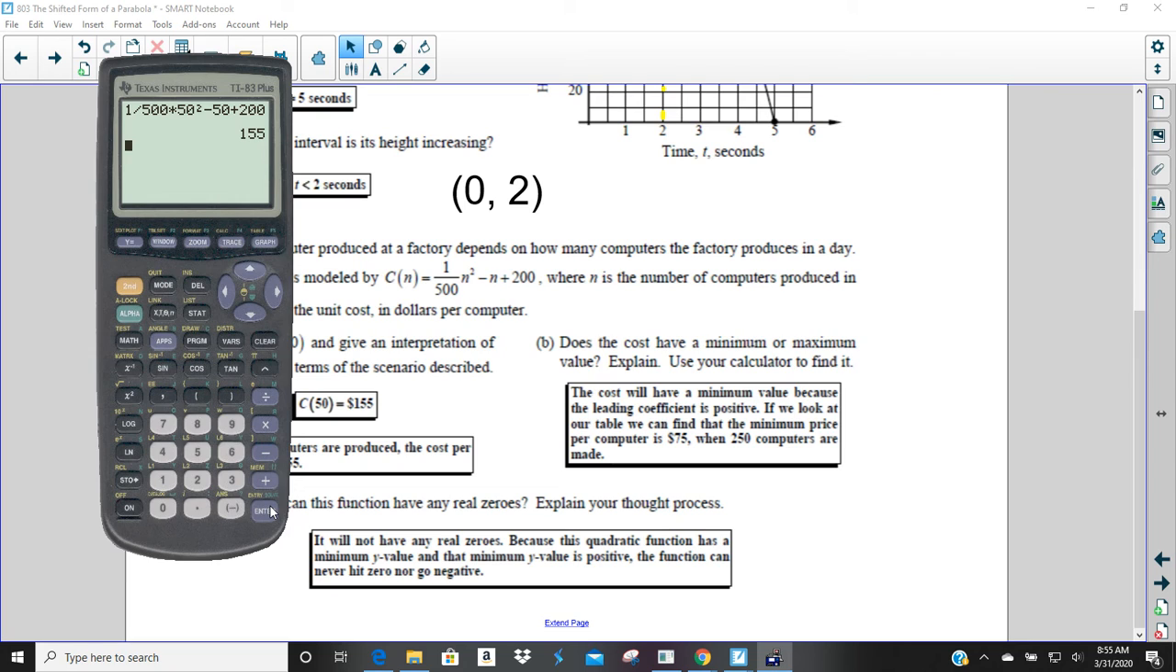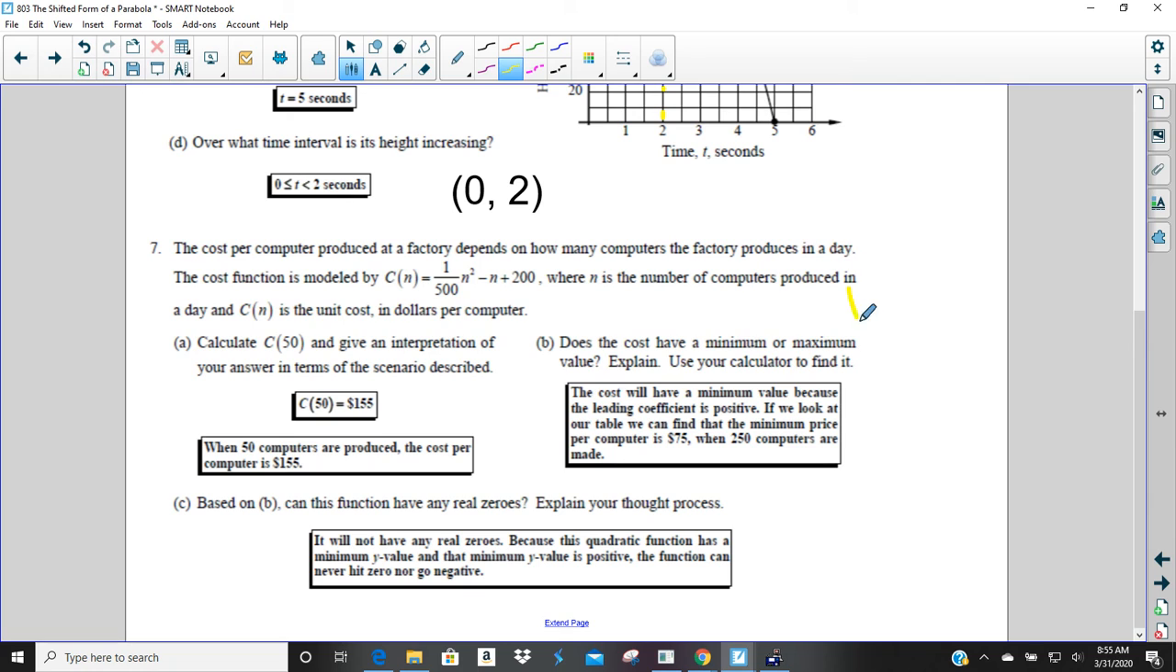Does this cost have a minimum or a maximum? How would we know? The cost has a minimum because the leading coefficient is positive. So this graph, without even having to put it in my calculator, would look something like this, right? I know that because it's a positive in front of the n squared. I know it's a small fraction, it's still going to be an opening up parabola. It says use your calculator to find it. So when you put it in your calculator, you could see the value. Fine.